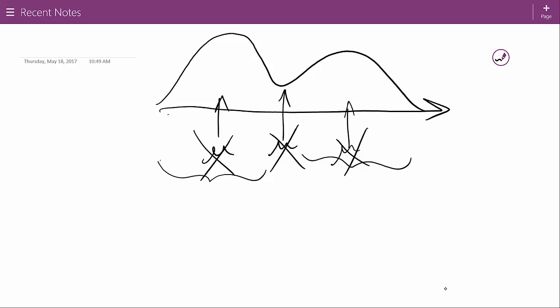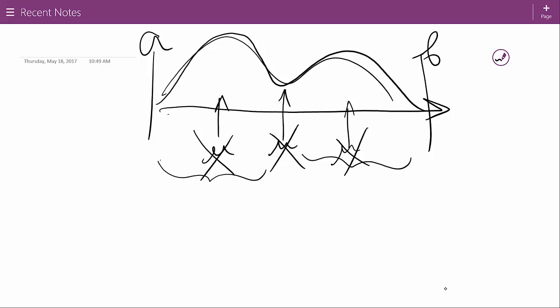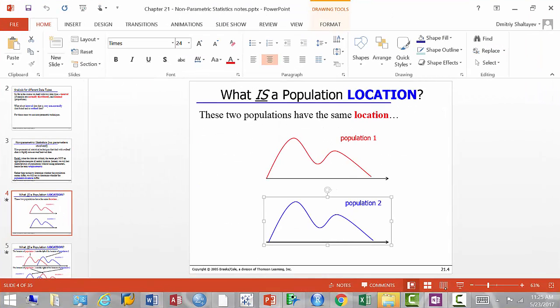That's the idea behind non-parametric statistics, okay? Instead of that, we're going to use the idea of location. So location is, well, let's say here, the distribution ranges from A to B, and it's bimodal, right? So this is pretty much how you describe that specific population. Very vague and non-specific, right?